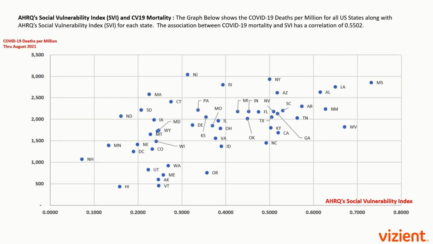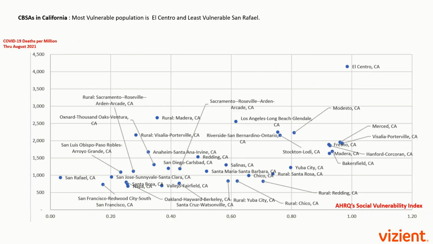This graph is looking at the social vulnerability index, least vulnerable to most vulnerable, and then the COVID-19 deaths per million through August. We see Mississippi here, high social vulnerability index, high mortality. We see New Hampshire here, wealthier, much lower mortality. And then we see the rest of the states here.